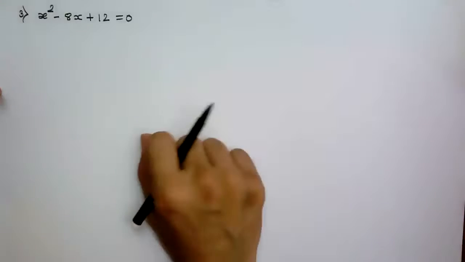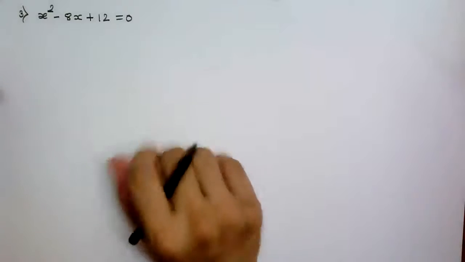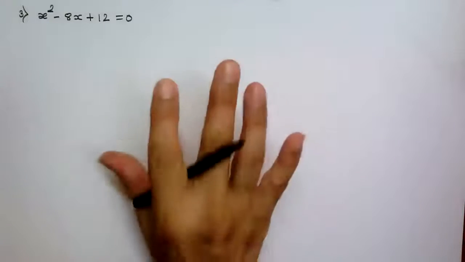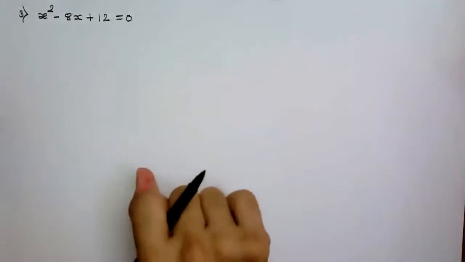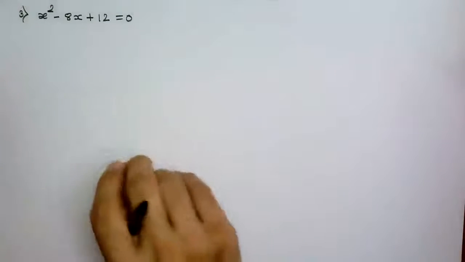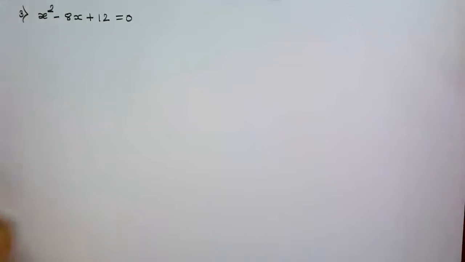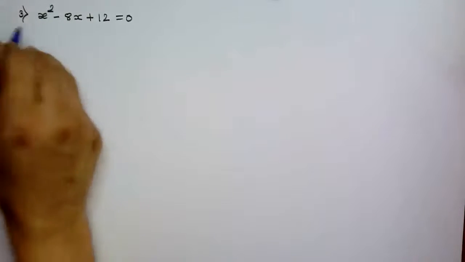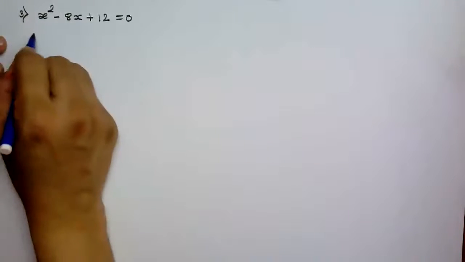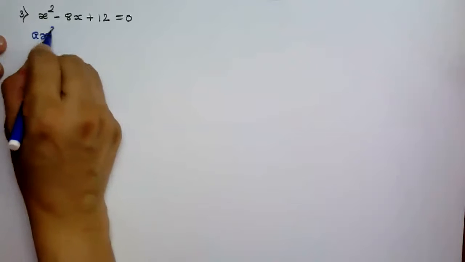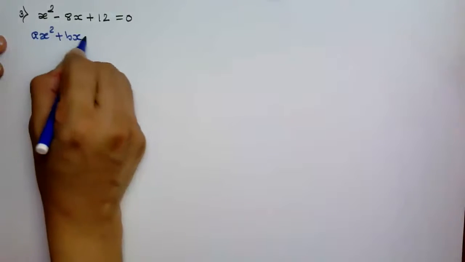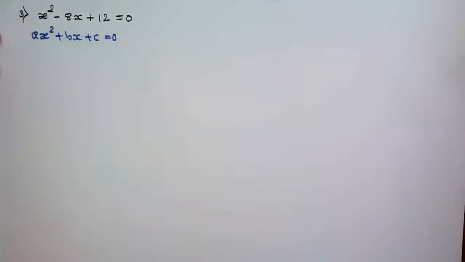This time I'm going to use the formula method directly. I will not follow the traditional method of factorization. I am going to find the roots of this equation by the formula directly. So for that purpose, I have to compare this given quadratic equation with the standard form of quadratic equation, and that is ax squared plus bx plus c is equal to 0.